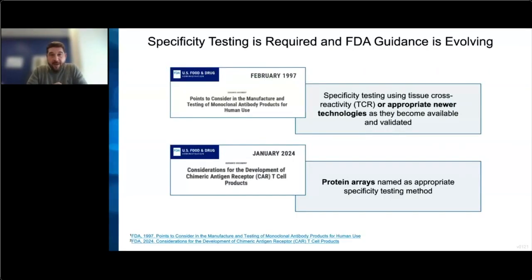So just to harken back to something Jonathan mentioned, this really reinforces why the FDA is pushing to use new technologies or anything else that can give us new insight into these risks. Protein arrays have been named as an appropriate method, and today I hope I'll convince you that they are superior in many ways to what is currently out there, particularly tissue cross-reactivity studies.